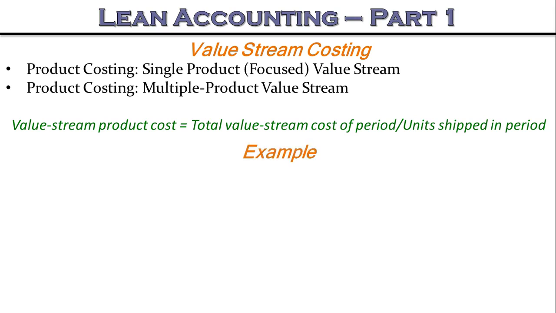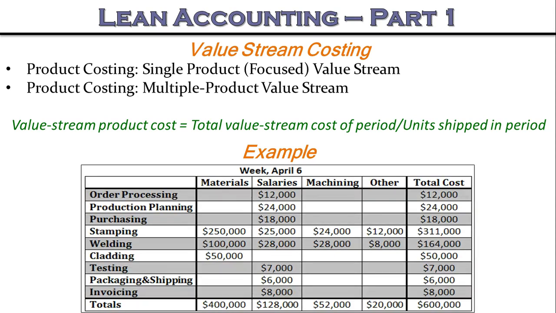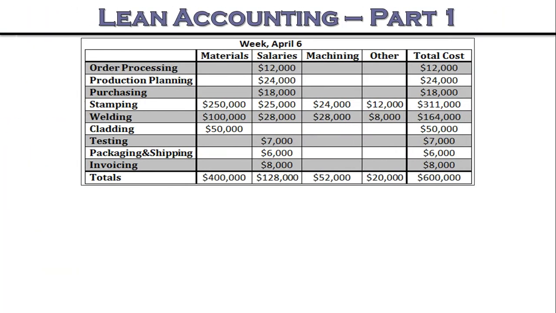Now let's see an example. The actual costs for the auto parts company's value stream for steel wheels are shown in this figure for the week beginning April 6. Assume that during the week of April 6, the company produced and shipped 1,000 units of Model C and 4,000 units of Model D for a total of 5,000 units. Let's illustrate the product costing for single product and multiple product value streams.